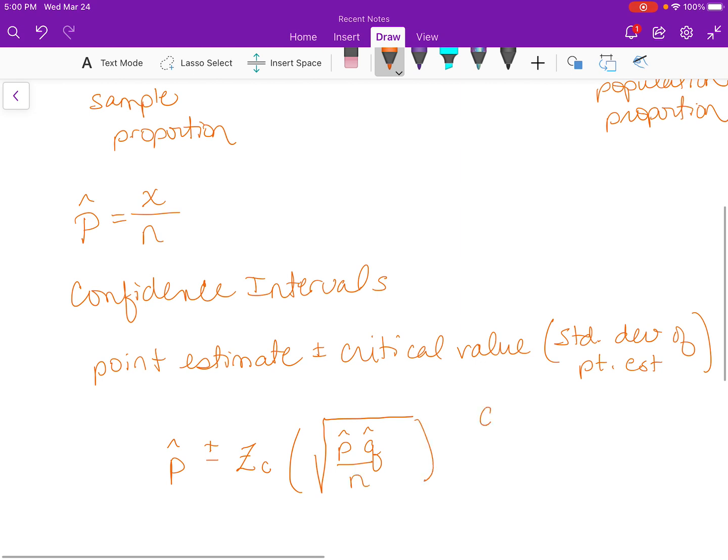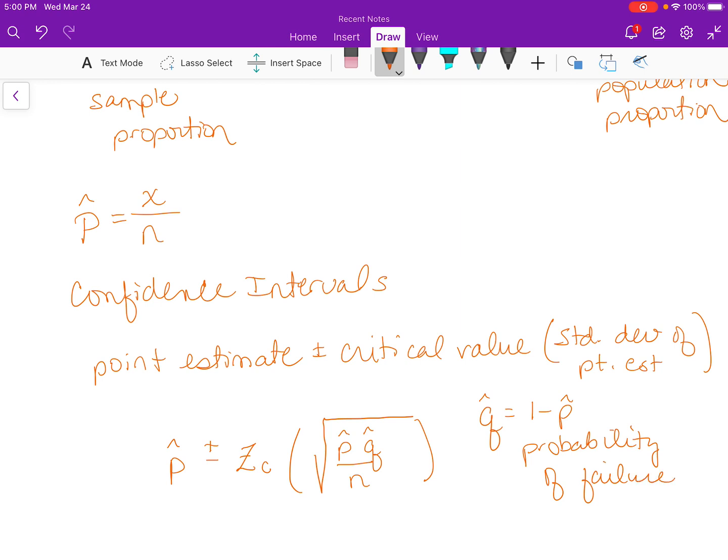So you might be asking what Q hat is. Q hat is 1 minus P hat. It is the probability of failure. So whatever your P hat is for your sample, you just subtract that from 1 and that gives you your Q hat.